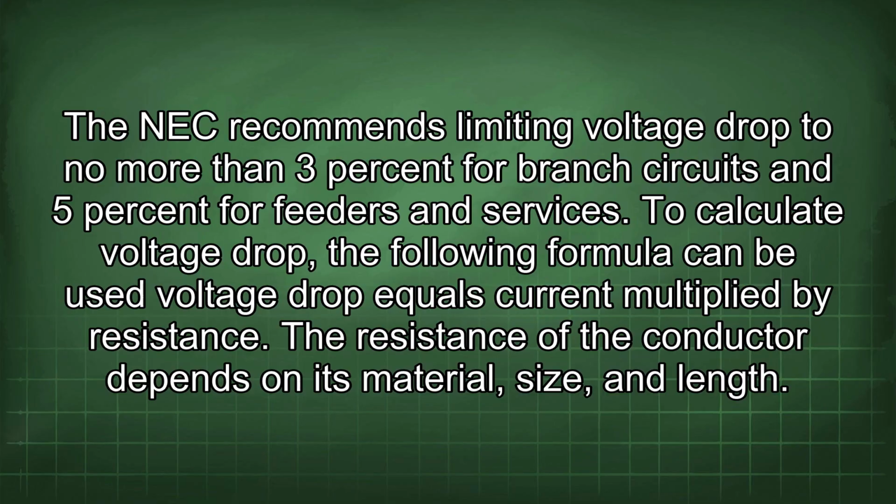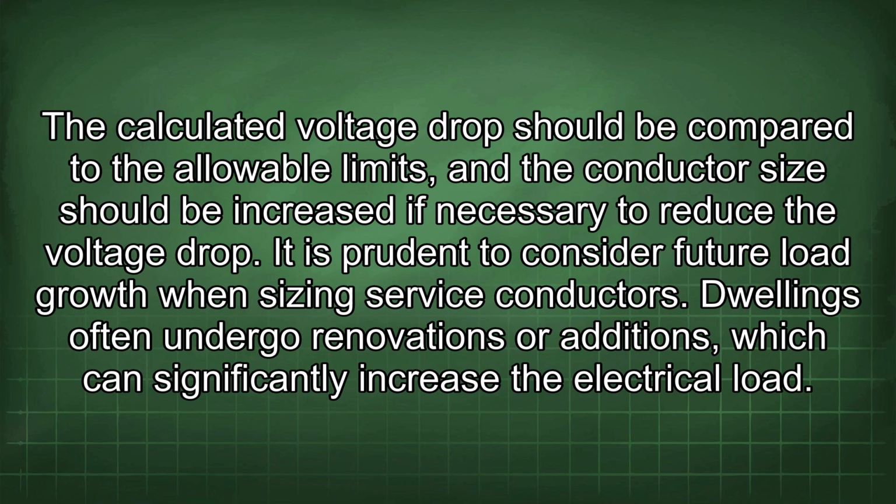To calculate voltage drop, the following formula can be used. Voltage drop equals current multiplied by resistance. The resistance of the conductor depends on its material, size, and length. The calculated voltage drop should be compared to the allowable limits, and the conductor size should be increased if necessary to reduce the voltage drop.